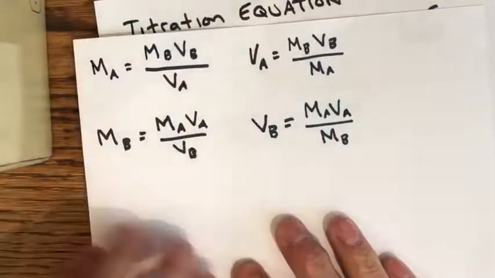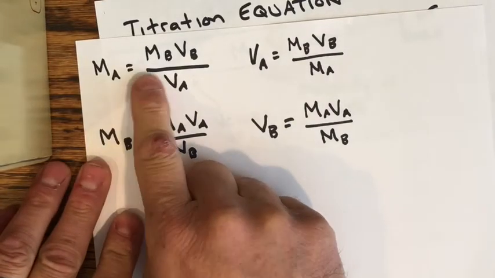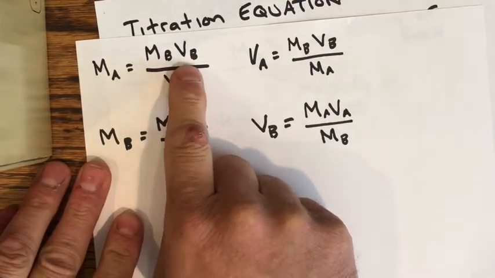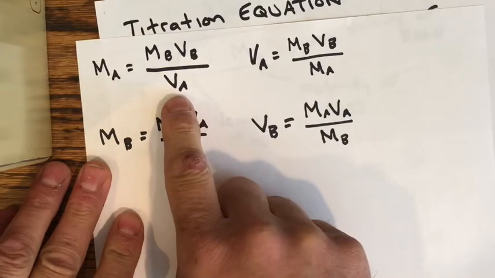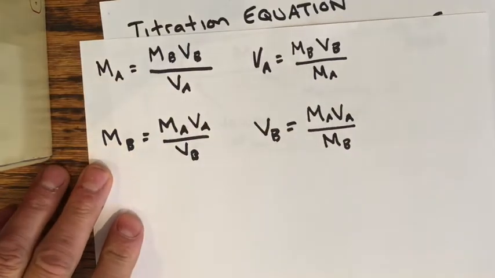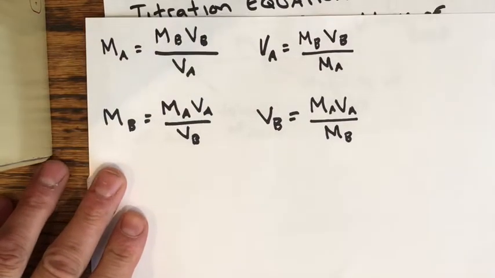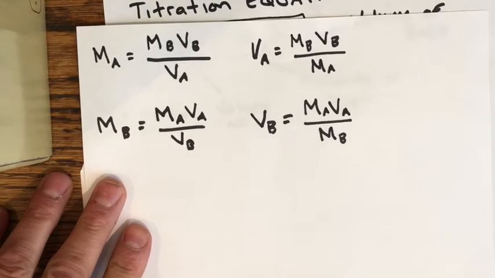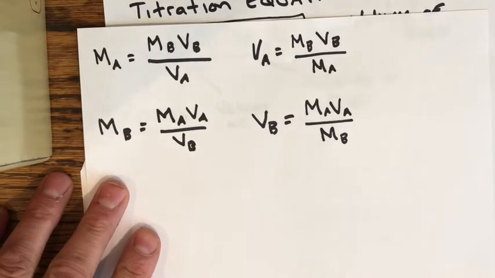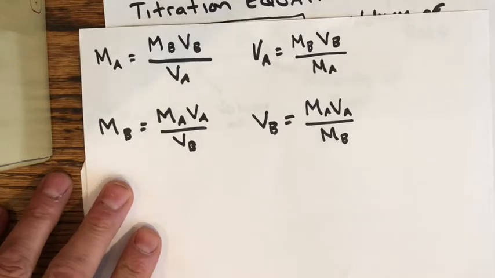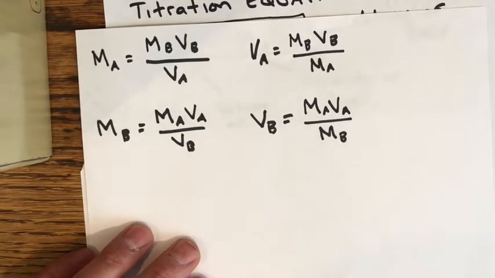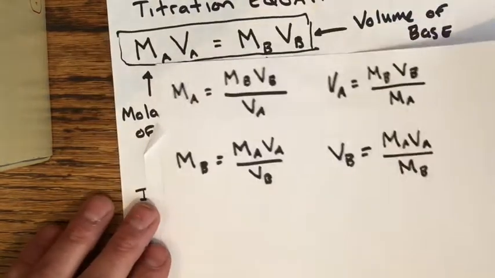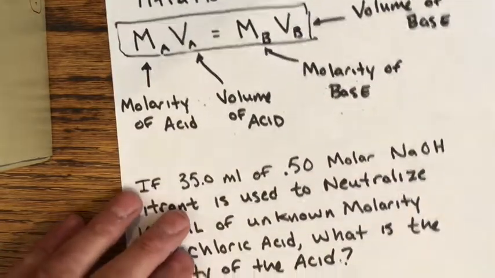So if we're going to solve for molarity of acid, it's molarity of base times volume of base over the volume of acid, and so on. So I'll give you a second to get these either in your notes or memorized or whatever. But you can also just derive these on your own. It's no big deal. Okay, so let's do a problem, and hopefully this math equation will make sense.